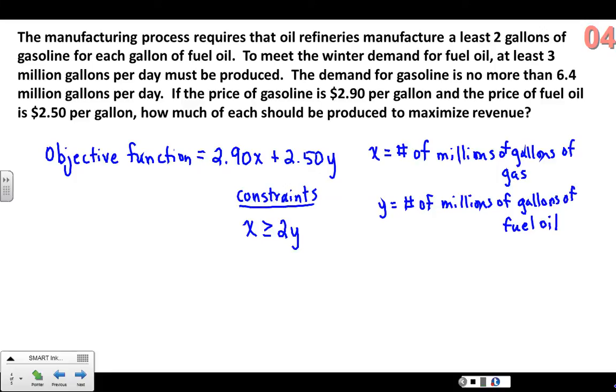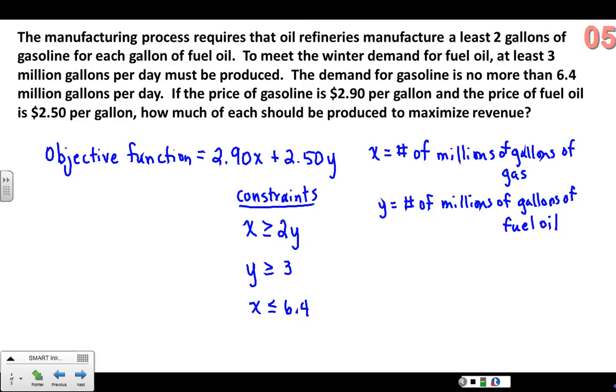All right. To meet the winter demand for fuel oil, at least 3 million gallons per day must be produced. So at least 3 million per day. So for fuel oil, Y has got to be greater than or equal to 3. The demand for gasoline is no more than, so it's got to be this or less, 6.4 or less, no more than 6.4 million gallons per day. So we could say X has got to be equal to or less than 6.4.